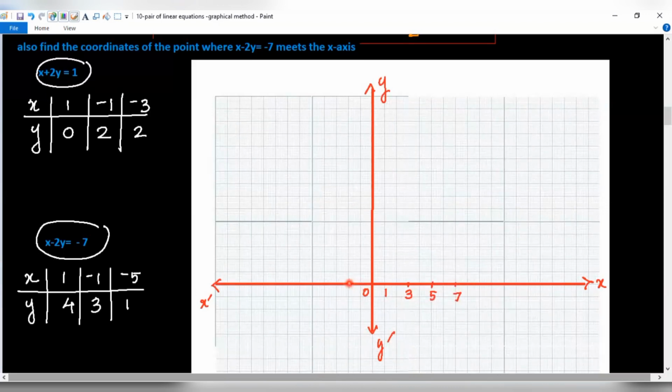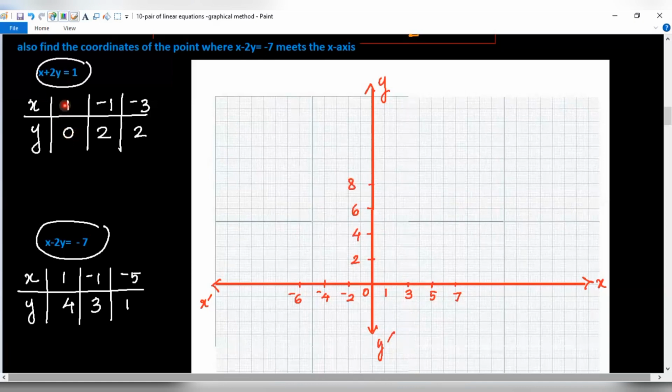Minus 1 is here. Here minus 2. Then minus 3, minus 4, minus 5, minus 6 like that. And here also 0, then 1, then 2 here, 3, 4, 5, 6, 7, 8 like that. Okay, now let us plot the values.